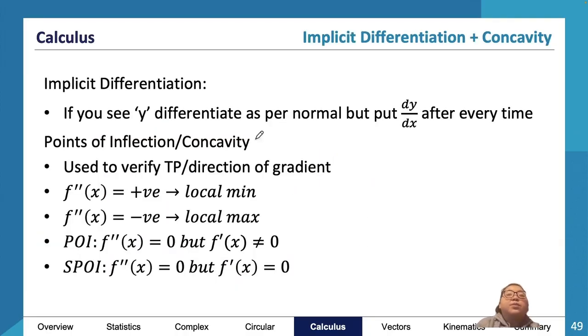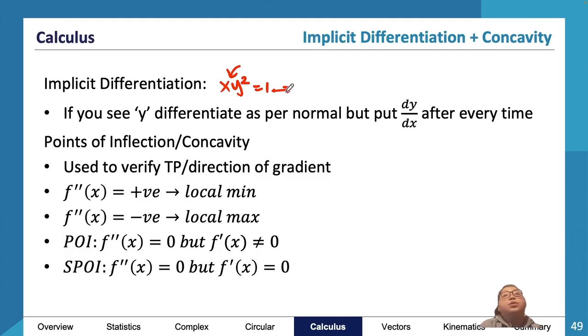Okay, so in terms of implicit differentiation, this is the idea. Whenever you see y, you differentiate as per normal, but add a dy/dx every time. The tricky part comes when you have products which involve something like xy plus x squared y squared or something like that. Let's just do something like xy squared is equal to 1.